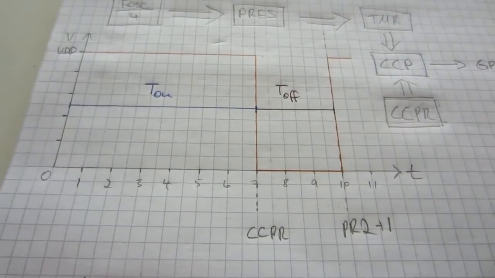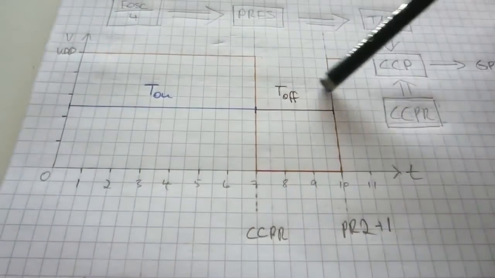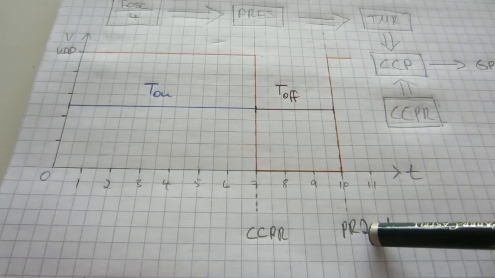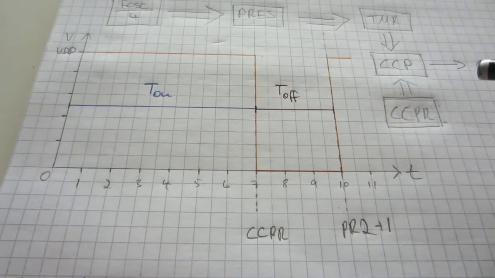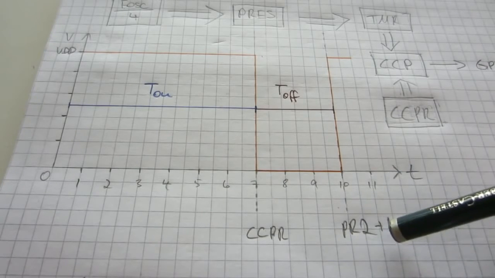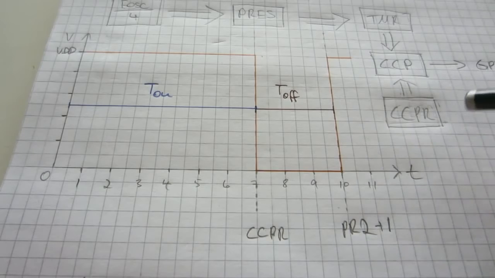And we can control the complete time of one of these cycles with the PR2 register, which is the timer period register. The PR2 register is an 8-bit register because in PIC microcontrollers for PWM generation you can only use 8-bit timers.